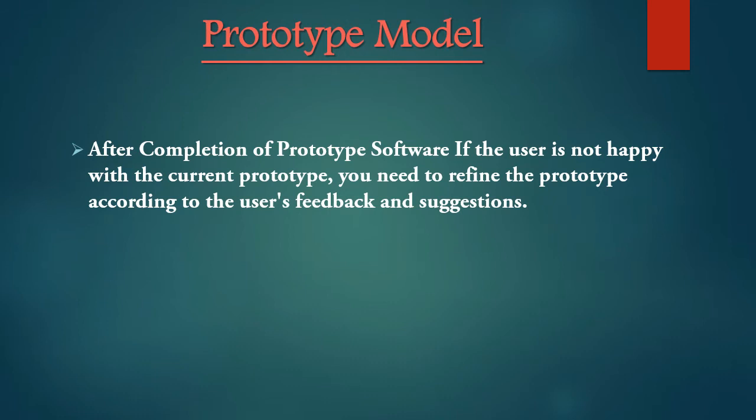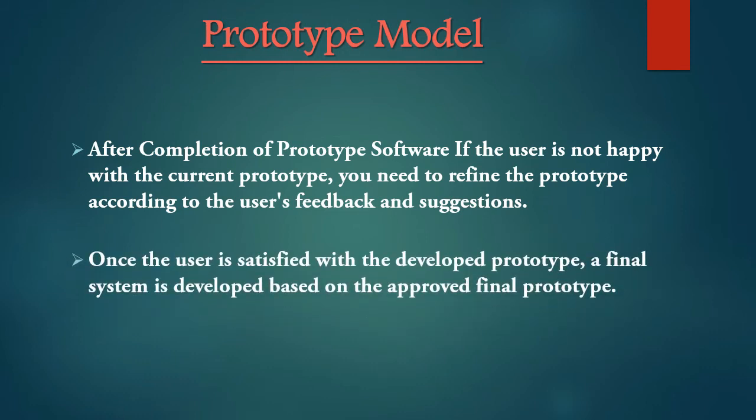After completion of the prototype software, if the user is not happy with the current prototype, we need to refine the prototype according to the user's feedback and suggestions. So here, once the prototype software is ready according to the client's instructions and requirements, if the client is not happy with that software, then we need to change the prototype software according to the feedback given by the client or user.